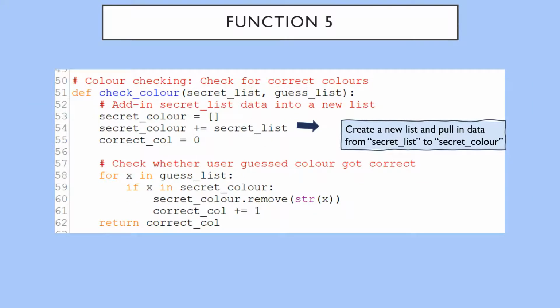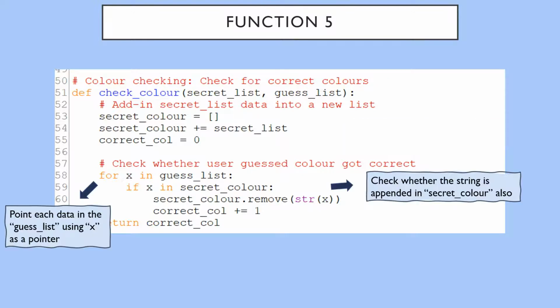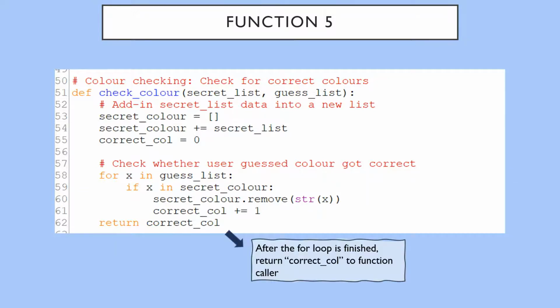This function is to check how many colors the user got right. First, we create a new list and put in the data from secret list into a new local variable called secret color. In this for loop, the pointer x will point to each data in the guess list. If the same string from guess list is also in secret color, then the string value will be removed from secret color, and then correct color plus 1. The local variable called correct color is for accumulating how many colors the user got right. Since there are only 4 elements in the guess list, this for loop will only loop 4 times. After the for loop is finished, we return correct color to the function caller.